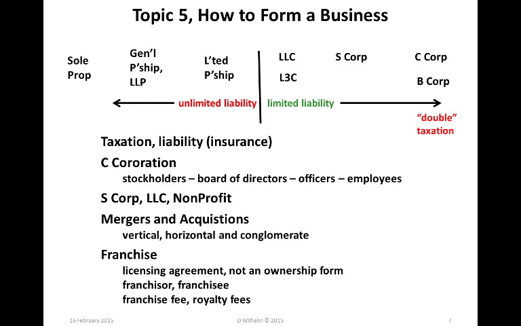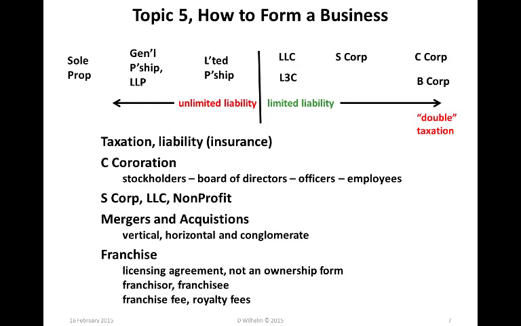C corporations are owned by stockholders who elect a board of directors to look after their interests. The board of directors hires, appoints the officers of the corporation, and then there are the worker bee employees. S Corp, limited liability company, and nonprofit are specialized.